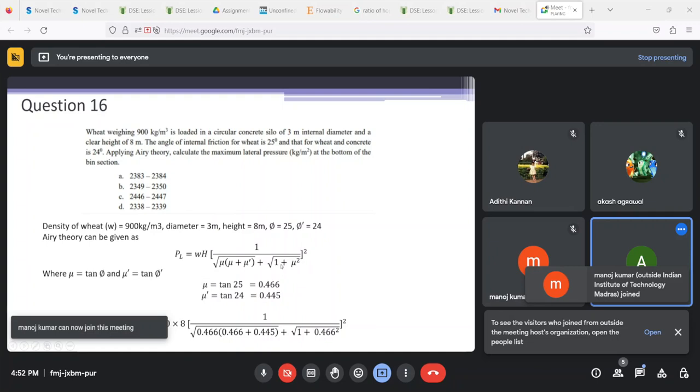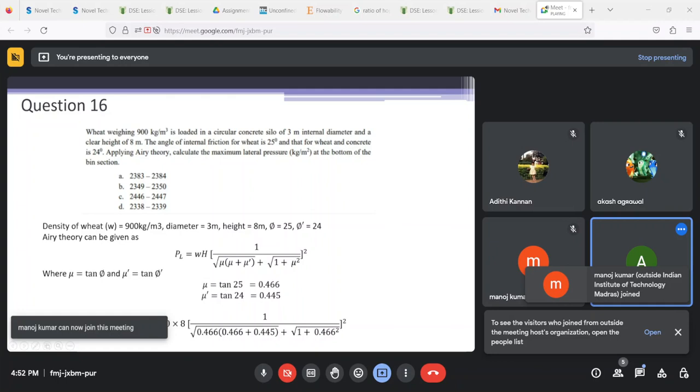In the previous question we were looking at the Janssen equation because we weren't specified what technique to use. So we went forward with first determining whether it is a deep silo or a shallow silo. Then we started considering the friction effects, and then we came down to the Janssen equation. Here it is already asked of us to use the Airy theory, so we will directly use this formula.